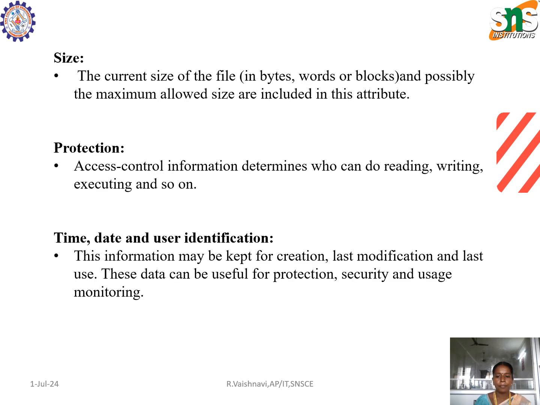Next one is size. The current size of the file, that is in bytes, words or blocks, and possibly the maximum allowed size are included in this attribute. Fifth one is protection. The access control information determines who can do the reading, writing, executing and so on. It comes under the protection attribute.